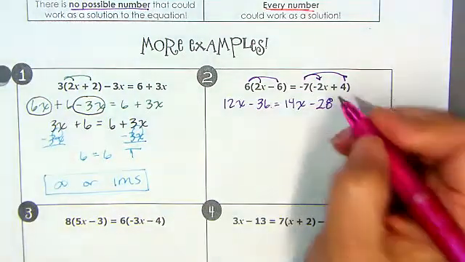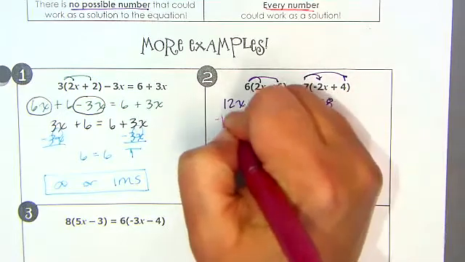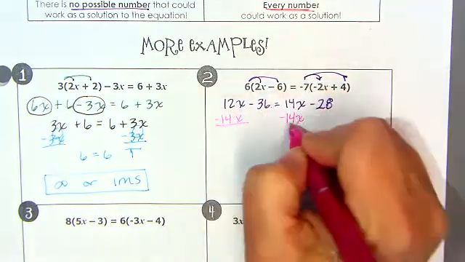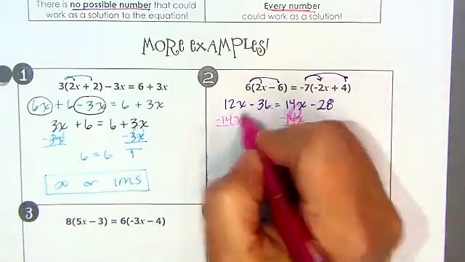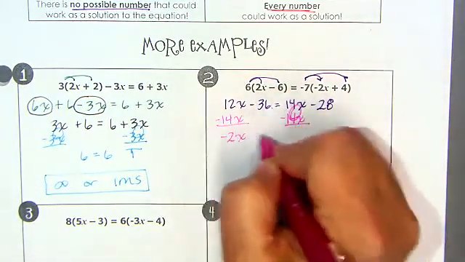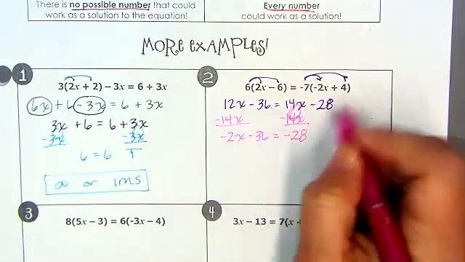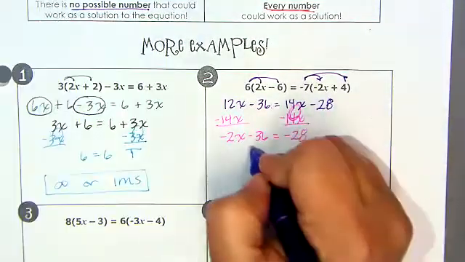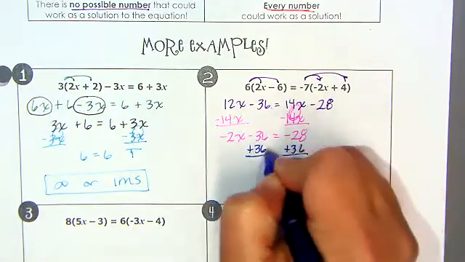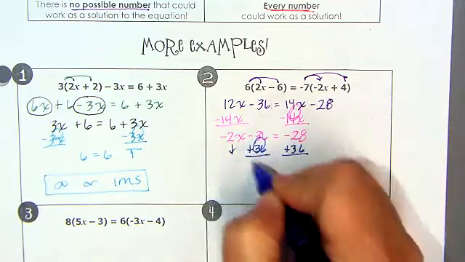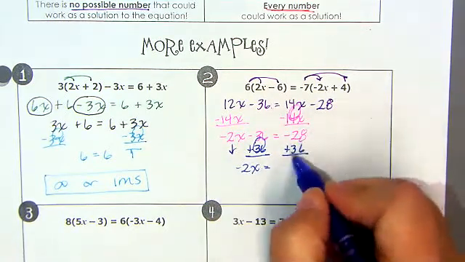And now we simplify, so I'm going to subtract 14x from both sides. I like to work to where the variable's on the left, not necessarily where it's always positive. So now we end up with a negative 2x minus 36 equals a negative 28. Add 36 to both sides. This zeroes out. We bring this down and we have negative 2x equals negative 28 plus 36.